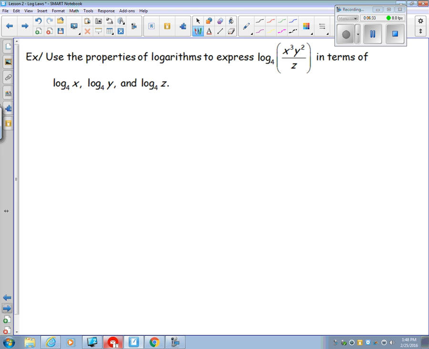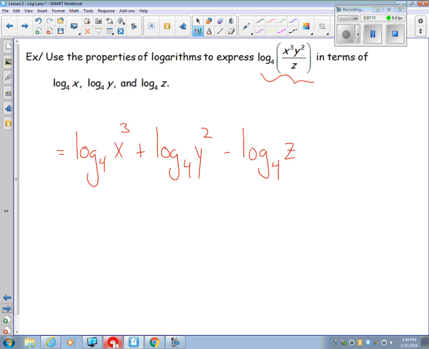Now, sometimes we want to work backwards and work with things. Okay, so let's use the properties of logarithms to take this expression and represent it in terms of 3 separate logarithms, all base 4. So, what can I do with that? Well, I recognize on the top, I've got things that are multiplying, which means I can re-separate them into things that are actually being added, right? And I've got a division on the bottom, which means I can turn that into a subtraction. And those would be 3 separate logarithms.